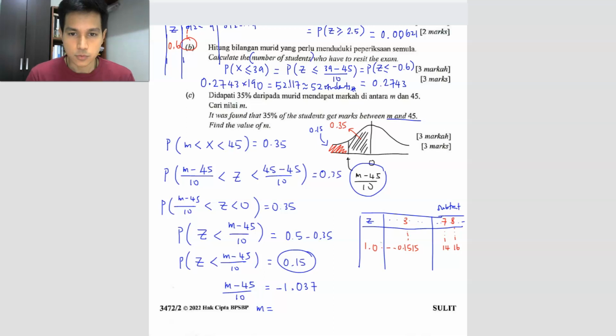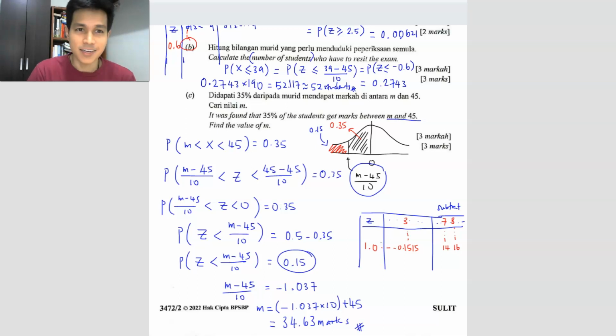M equals negative 1.037 times 10 plus 45. So your M value, you should get 34.63 marks. 34.63, that is your answer.